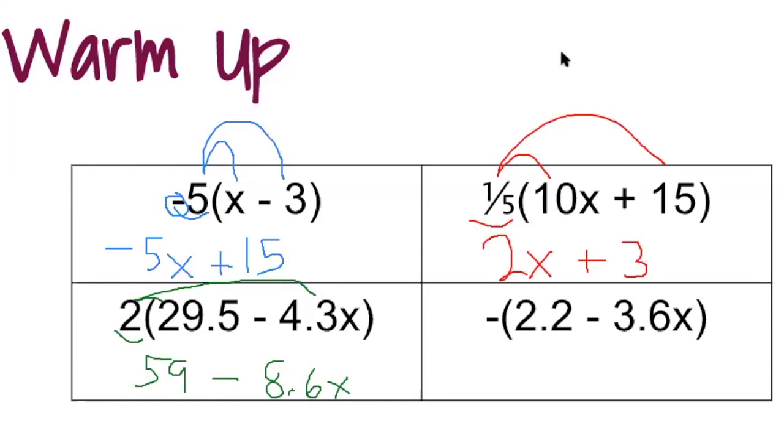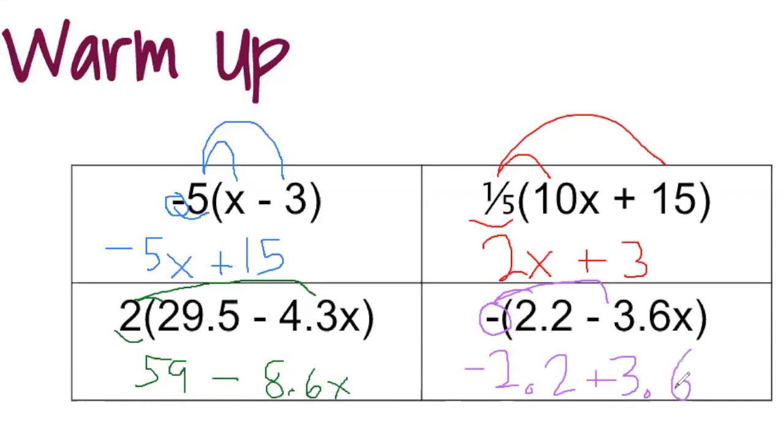Looking at the last one, the only thing out front that I need to distribute is this negative. So when I distribute that out, it's basically just going to change the sign of everything. So a negative times a positive 2.2 makes it a negative 2.2. And a negative times a negative 3.6 makes it a positive 3.6.